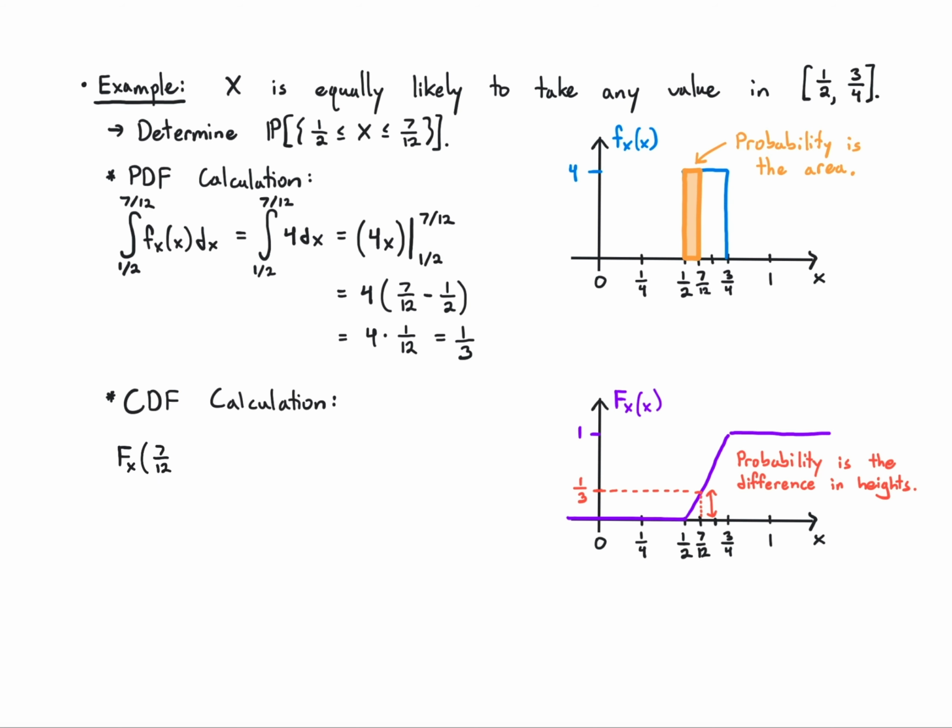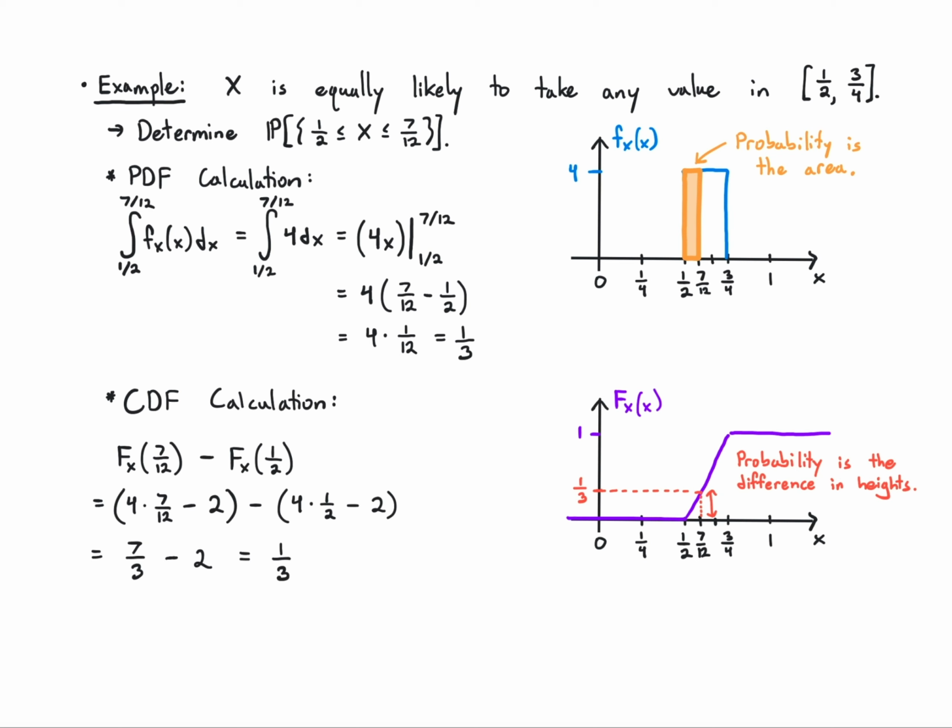So I'm going to plug into the CDF at 7/12 and a half and take the difference. So I get 4 times 7/12 minus 2, minus 4 times a half minus 2, and that works out to be 7/3 minus 2, which is again a third. So great, it makes sense. I got the same answer both ways. Let's do one more calculation before we wrap up.